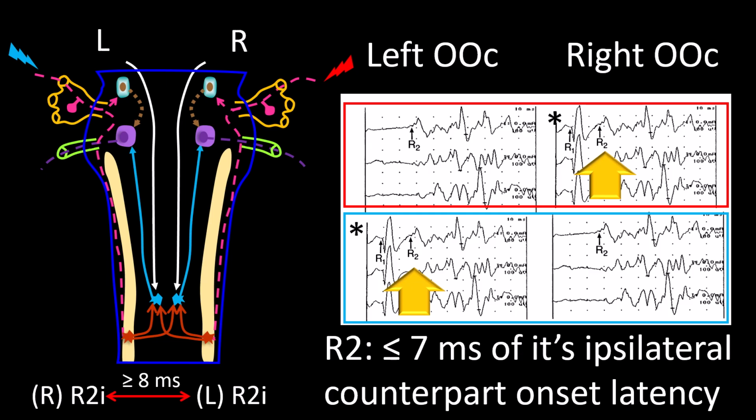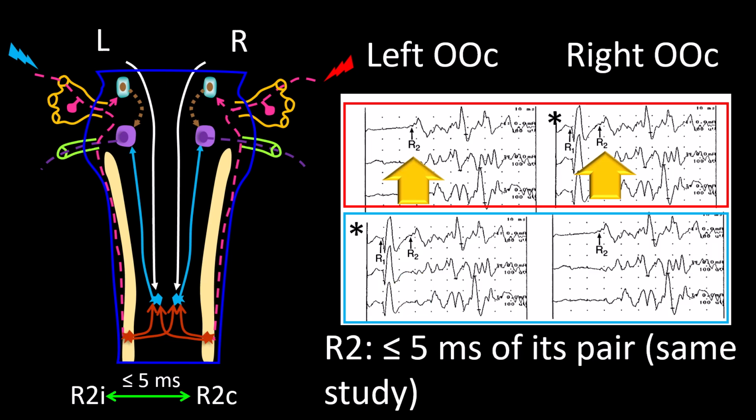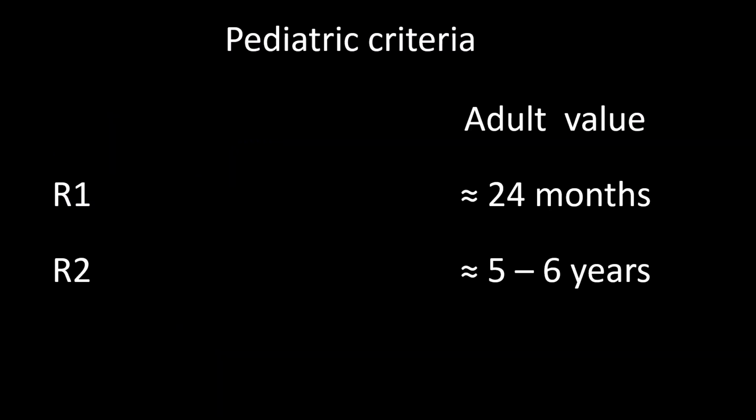That is, the left R2 ipsilateral is abnormal if the left ipsilateral R2 is 41 milliseconds and the right R2 ipsilateral is 33 milliseconds. And the third criterion is not having an onset latency delay of more than 5 milliseconds of its pair, as you can see in this frame. Pediatric criteria is nebulous. R1 adult values are usually reached by 24 months. R2 adult values are usually reached by 5 to 6 years.